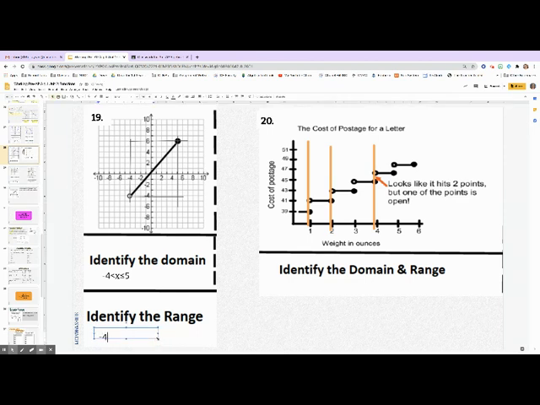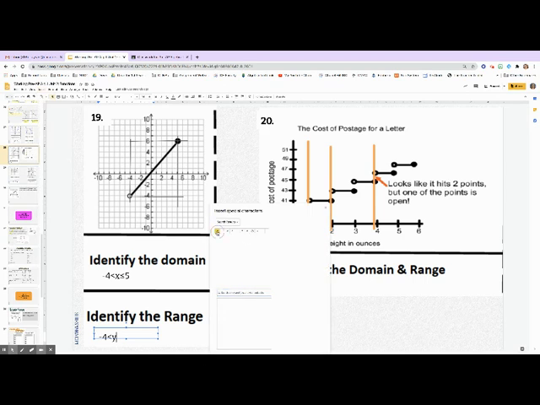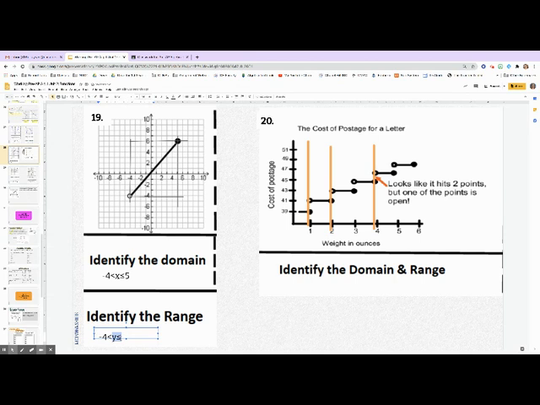-4 is not included, so it's going to be just a less than symbol, but the 6 is included, so I'm going to insert a less than or equal to sign, and it is up to 6. There we go. Okay, number 20.